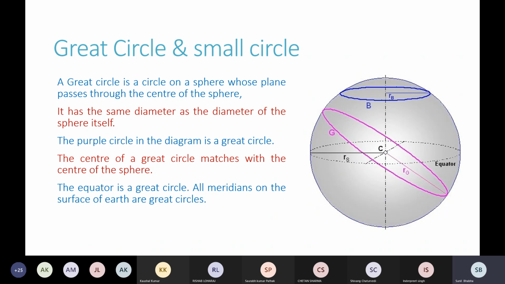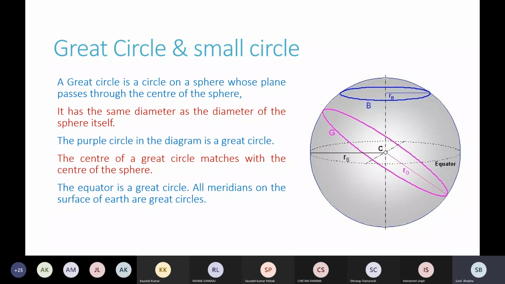Also, like the equator, all the meridians running from the North Pole to the South Pole are great circles, or you can say parts of great circles. Now, a meridian and its anti-meridian or inferior meridian combined together form a complete great circle. For example, if you consider the Greenwich meridian and the 180-degree meridian, if you join them together, they form a complete great circle on the surface of the Earth.